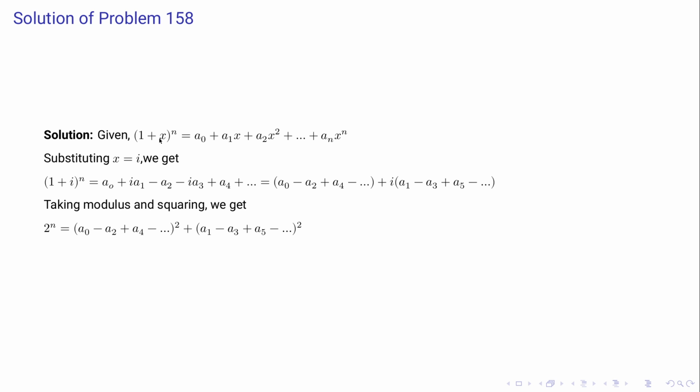So we are given that (1 + x)^n is equal to this expansion, so we substitute x equal to i, and we get the result as a0 + ia1 − a2 − ia3 + a4 and so on. So we split that into two parts, (a0 − a2 + a4 − ...) + i(a1 − a3 + a5 − ...), and then we again take the modulus and square, and we arrive at the desired result. Similarly, you can compute (1 − i)^n and then multiply, so you will arrive at the same result.